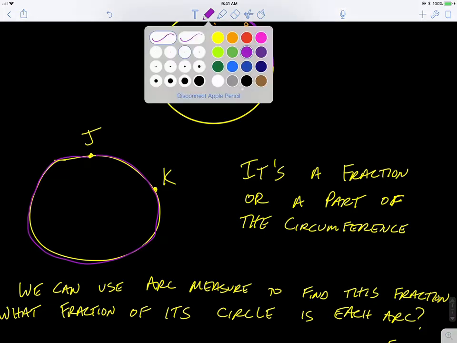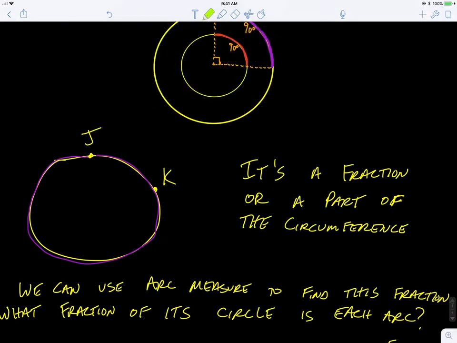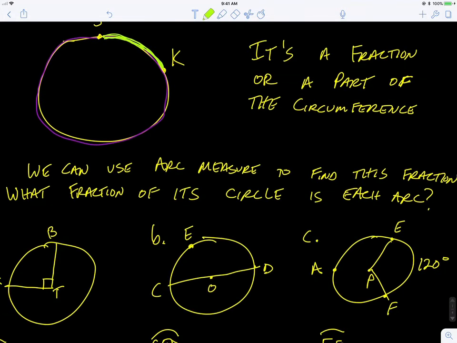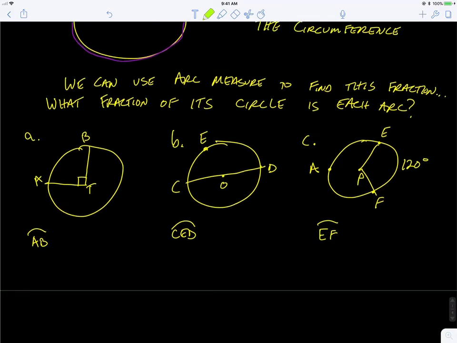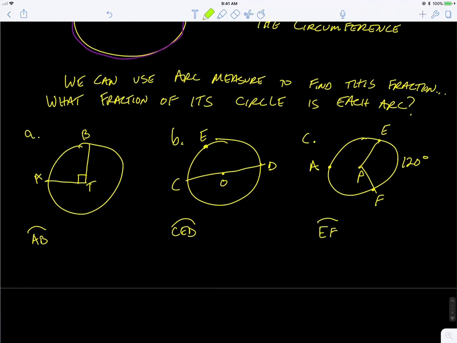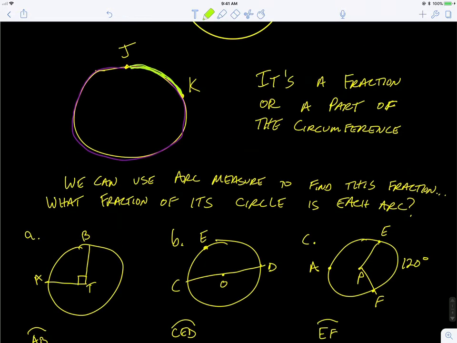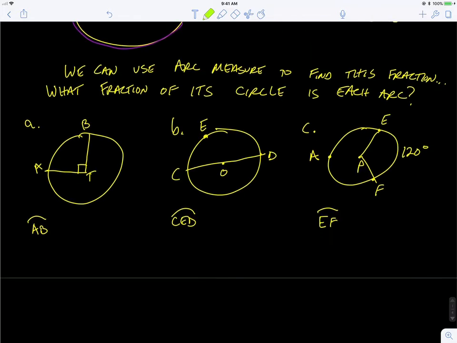Well, if I want to find the arc length of JK, just this part of the circle, we know that that's some fraction or part of the circumference. That's how we have to think of this. The way we're going to find JK, the green arc, its length, is we're just going to say that it's a fraction or a part of the entire circumference. So even though it's not the same thing as arc measure, we need arc measure to find it. We use arc measure to find out what fraction we're talking about.